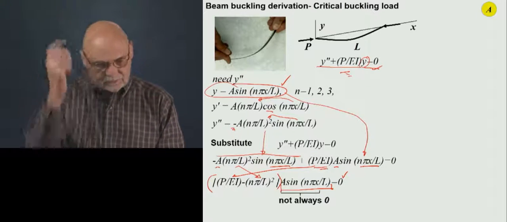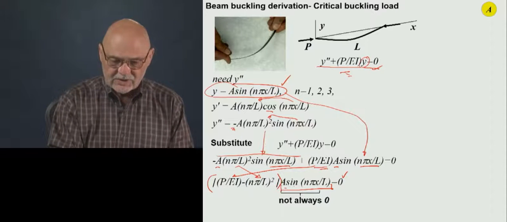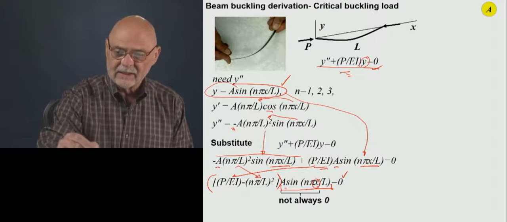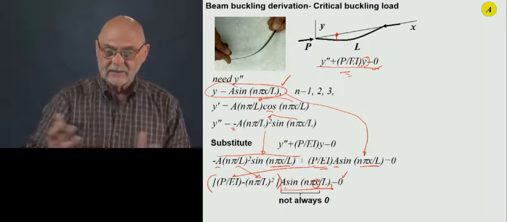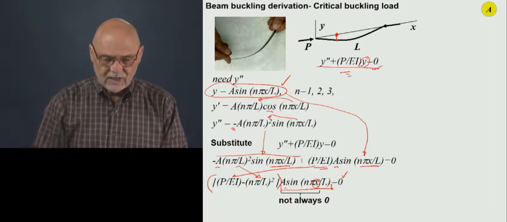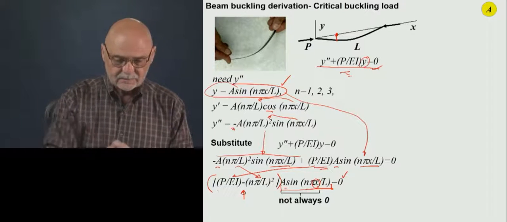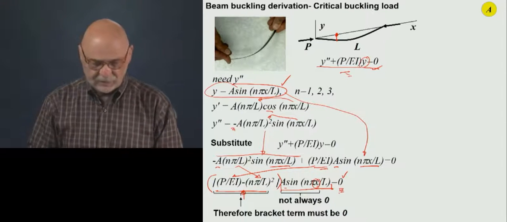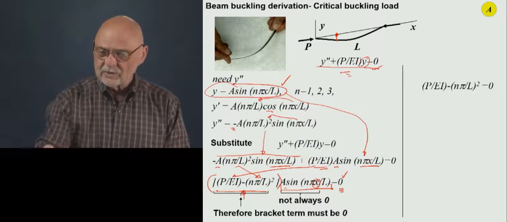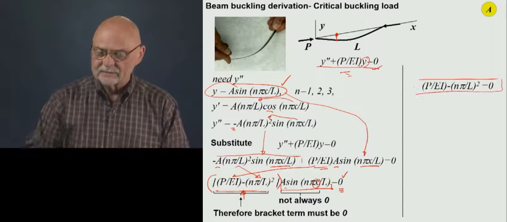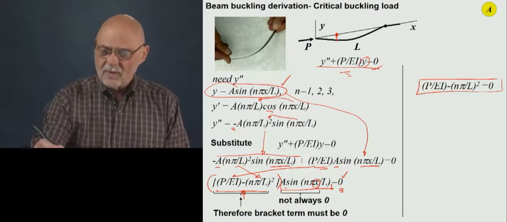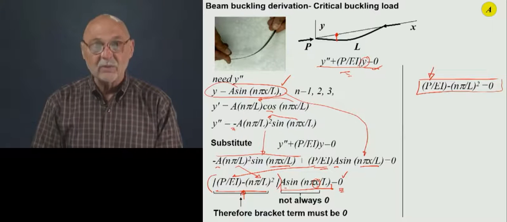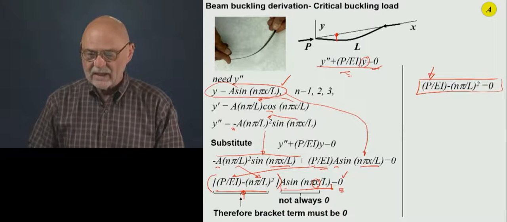And when we look at that, we said, well, sine of n pi x is not always 0. We can pick any x value here, and it won't necessarily be 0. So that means that this has to be 0 in order to satisfy that equation, because the quantity has to be equal to 0. So here's what we determined at this point. That has to equal 0. Remember, what we're really interested in this whole derivation is, what is P, what is the load that causes this buckling behavior.